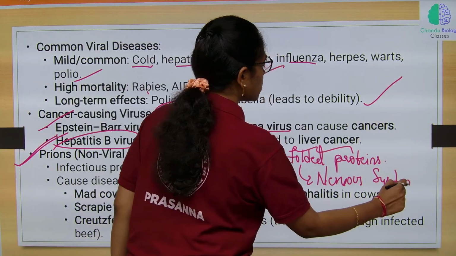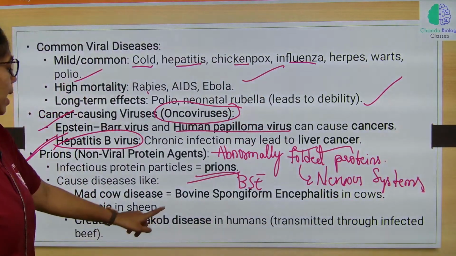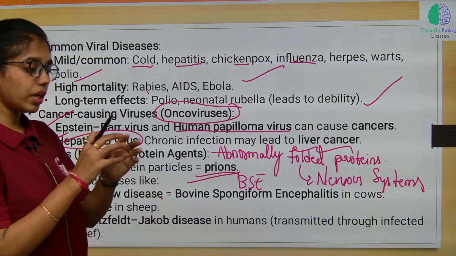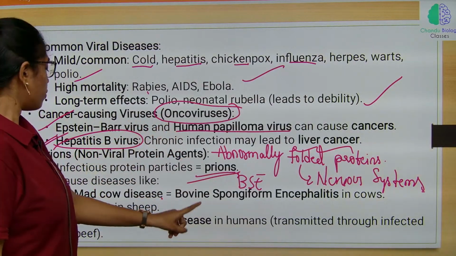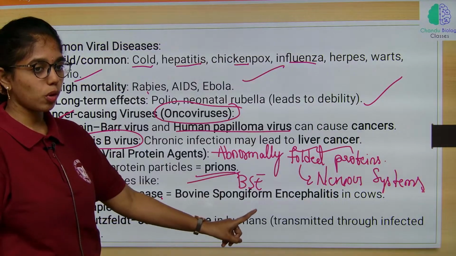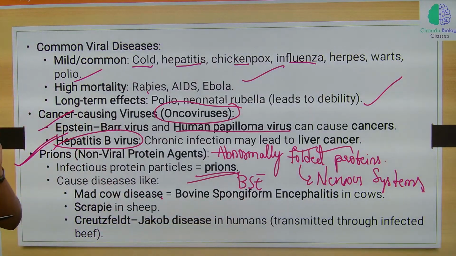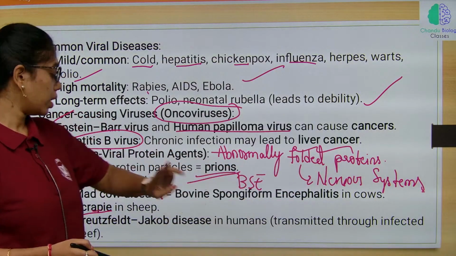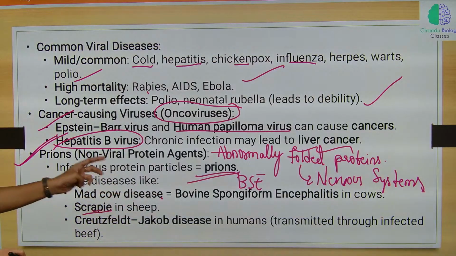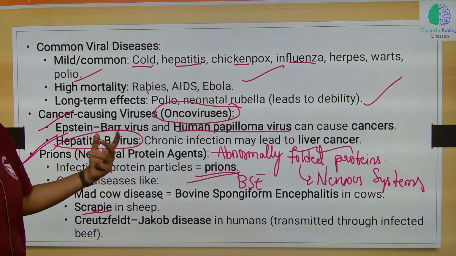It has many variants, the same disease observed in different organisms. First is mad cow disease, bovine spongiform encephalopathy in cows. Next type of variant is scrapie disease in sheep. Again here the target is the nervous system only. Third, in humans also there is a variant which is caused by the prions.